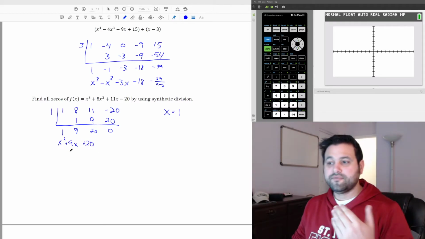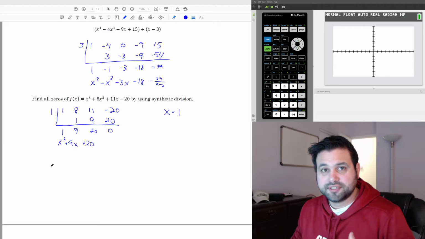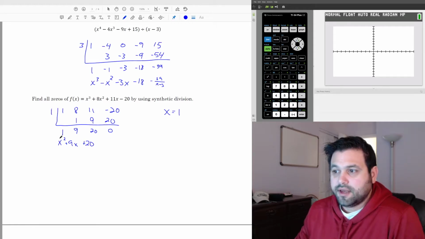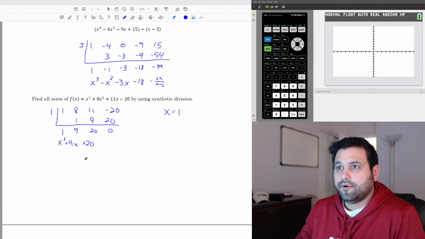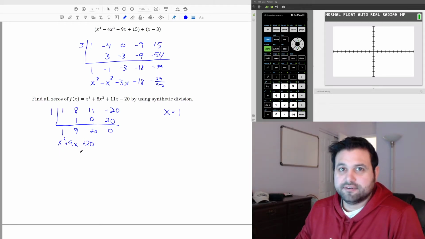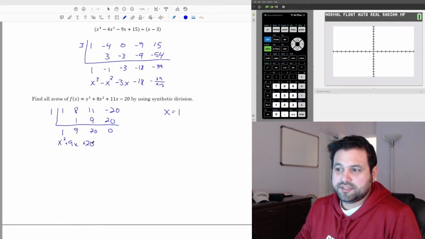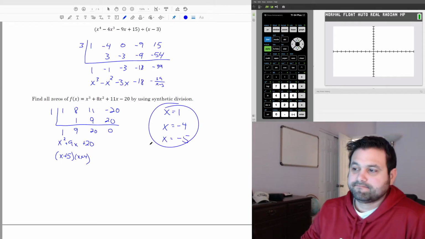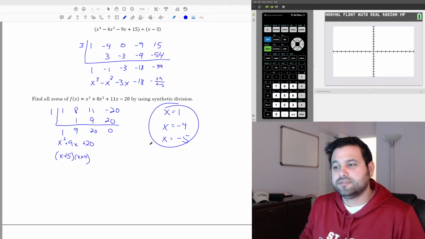Okay? From here, we can go ahead and do this again. We can try to figure out another zero and do the synthetic division again. Or once you get down to a quadratic, you can use your factoring, right? We can just factor this normally. So I would be looking for numbers that multiply to 20 and add to make 9. This factors into x plus 5 and x plus 4. Okay, and so I know that my other zeros are negative 4 and negative 5, and there's my answers. So that's essentially what we're going to use synthetic division for.